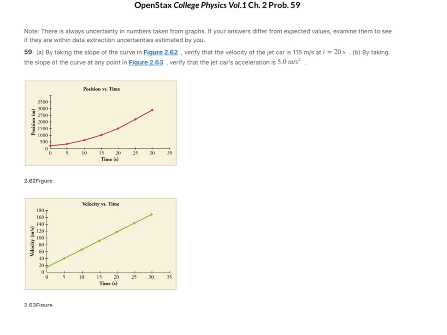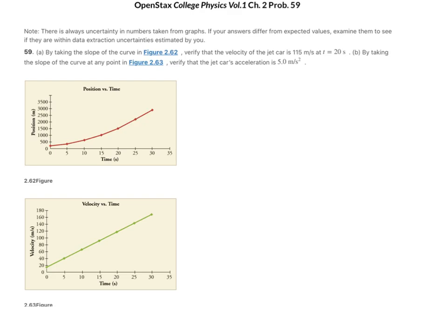So let's look at the axes on our graph. On the y-axis, we have position. On the x-axis, we have time. And we're interested at time is 20 seconds. So 20 seconds is over here. That means that we will have to draw a tangent line of this graph at time is 20 seconds.